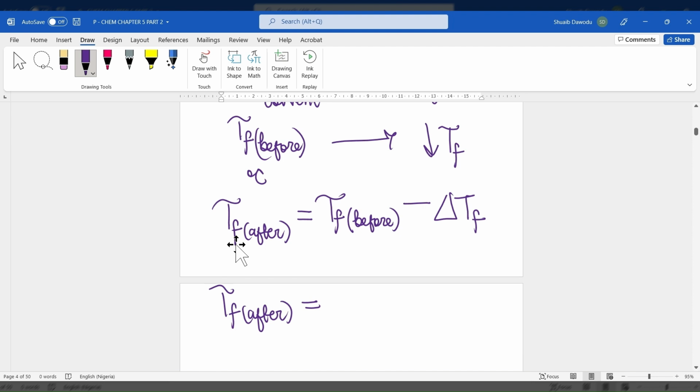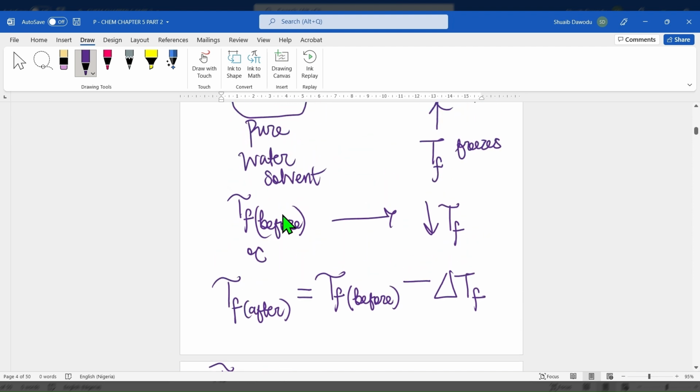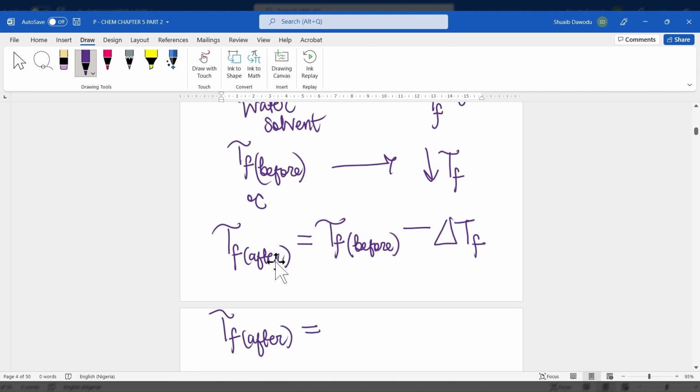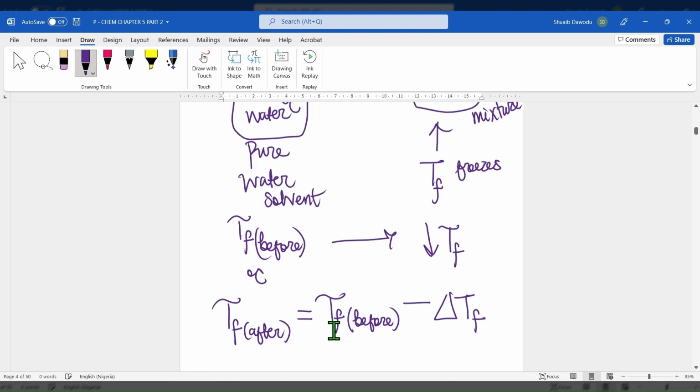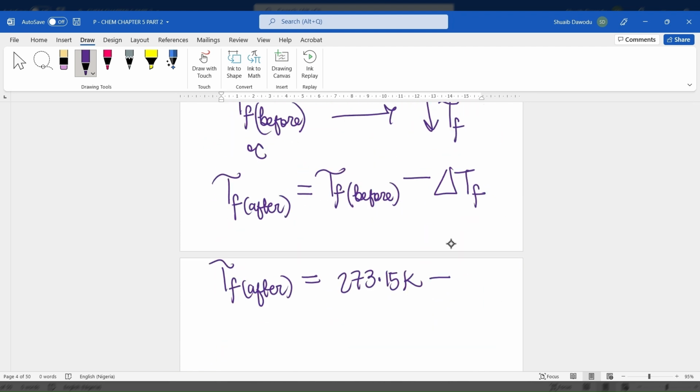We already know, as I've explained, that it is 0 degrees Celsius before, which is just the freezing point temperature of pure water. We know that the freezing point of water is 0 degrees Celsius, which is 273.15 Kelvin when we convert from degrees Celsius to Kelvin, minus the change in T sub F, which is what we solved for. So minus 0.0894965 Kelvin.